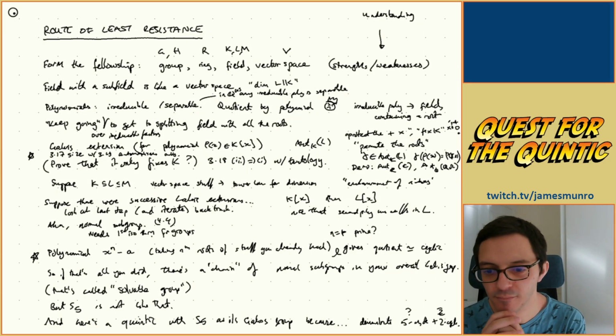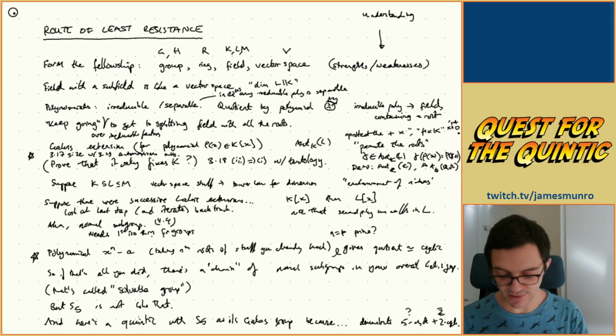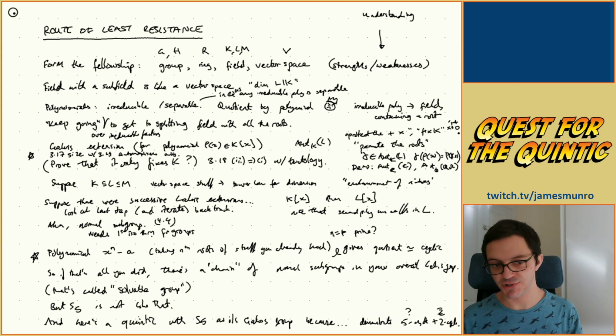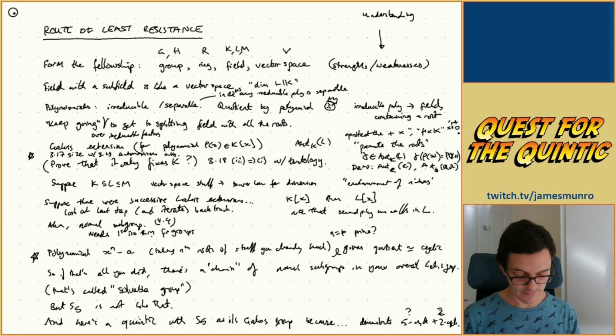Okay. I think I want to go back to 3.15. I was just thinking while the kettle was boiling. Do I want to type this up? Do I want to copy it out? How am I going to do this?